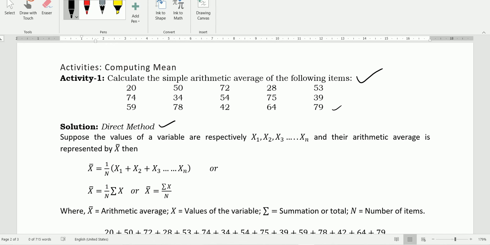Let us read the formula first. Suppose the values of a variable are respectively x1, x2, x3, up to xn. So these are the x's. The arithmetic average is represented by x bar. Then mean is equal to 1 by n times (x1 plus x2 plus x3 up to xn). That means mean is equal to x1 plus x2 plus x3 up to xn divided by n, where n is the number of items. It can also be expressed in this way: mean is equal to summation x by n.